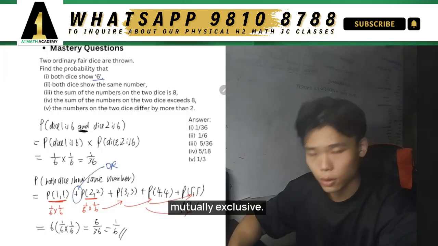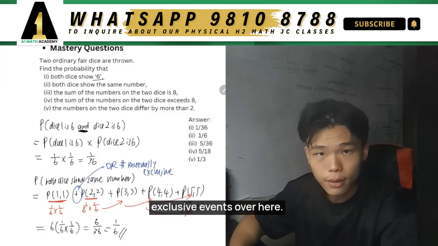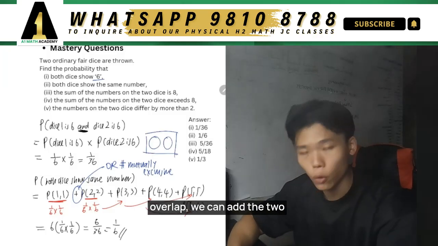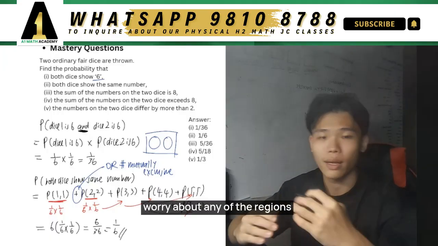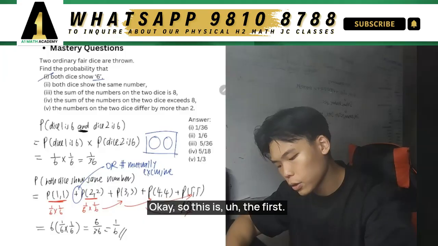So whenever I need all, we add them together, because they are mutually exclusive. So this one is for mutually exclusive events over here. That's why we can add them together, because in the Venn diagram, they don't overlap. And since they don't overlap, we can add the two probabilities together, because we don't need to worry about any of the regions being repeated, because they simply just don't overlap. Okay, so this is the first two.